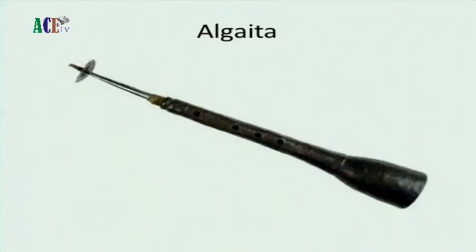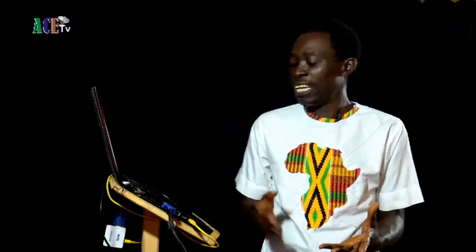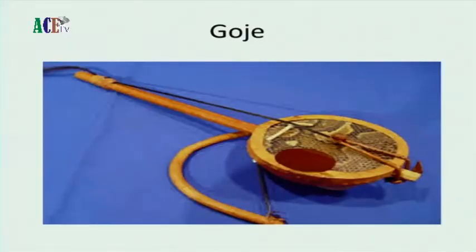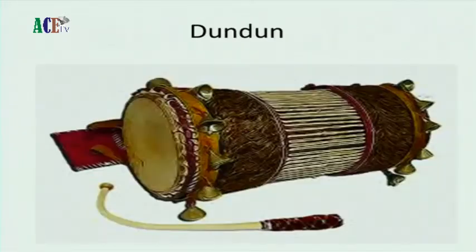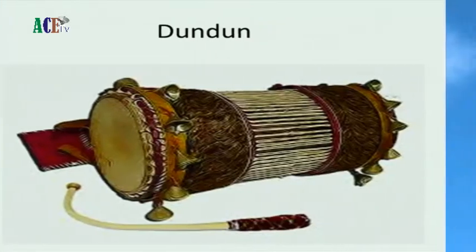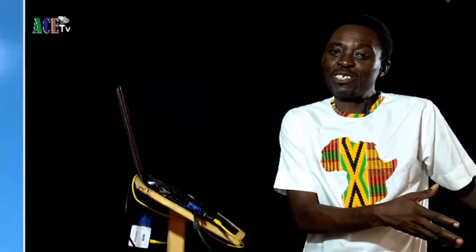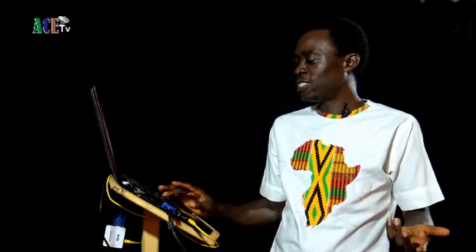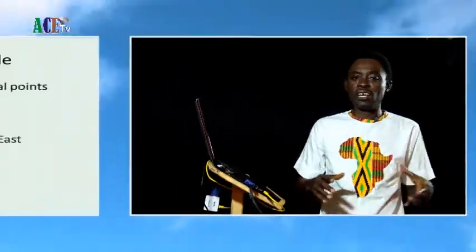For example, the alligator that you're seeing on the screen right away is not a common instrument in the western part of Nigeria. The goje is also not a common instrument in the western or eastern part of Nigeria. It's a cacophonic instrument. We have the dundun. The dundun is not common in the eastern part of Nigeria. So we have all these instruments widely distributed all around.